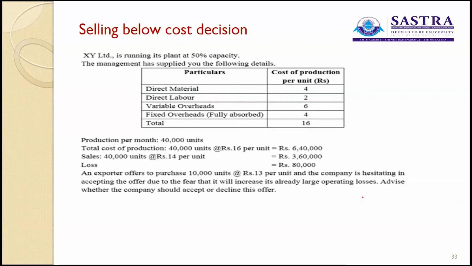Next is the selling below your cost decision. Xpile Limited is running its plant at 50% capacity. The management has supplied you the following details. We have materials 4 rupees, direct labor 2 rupees, variable overhead 6 rupees, fixed overhead, fully absorbed, 4 rupees. We have a total of 16 rupees. Production per month is 40,000 units. Now the total cost of production is 40,000 units into 16 per unit, we have 6,40,000. Now sales is 14 rupees per unit, we have 5,60,000. So we have a loss of 80,000 rupees.